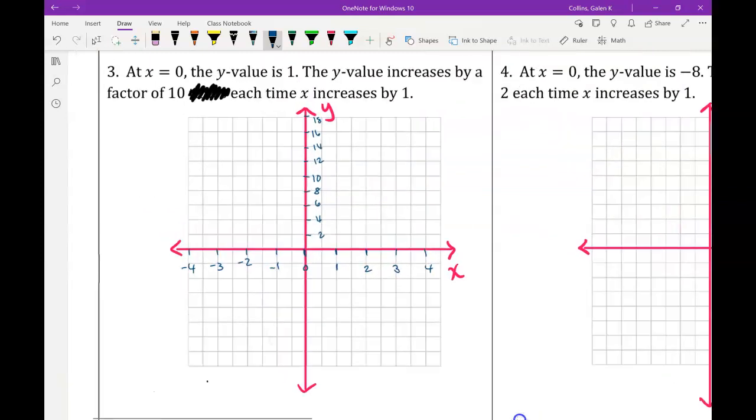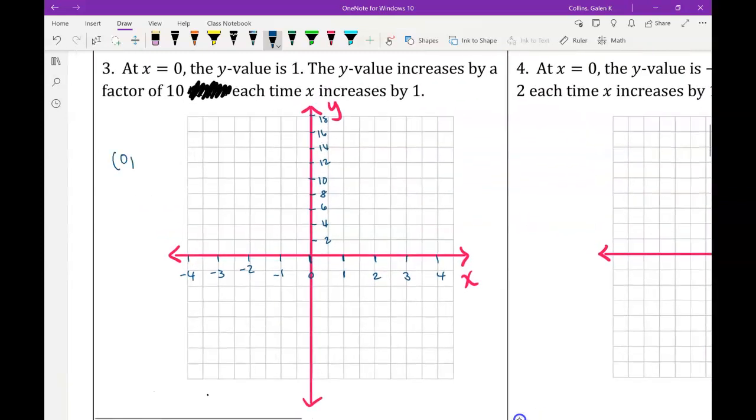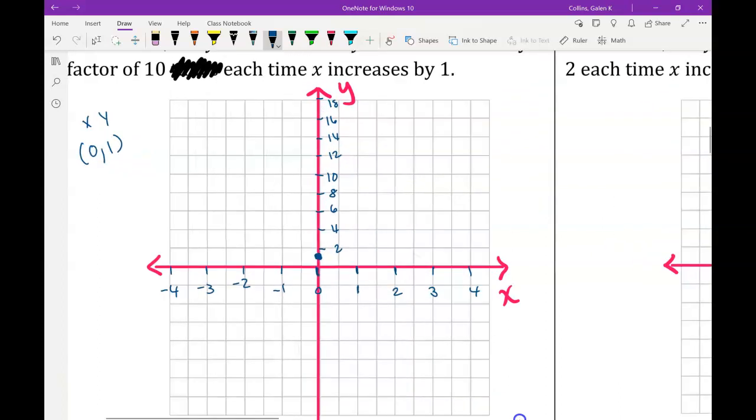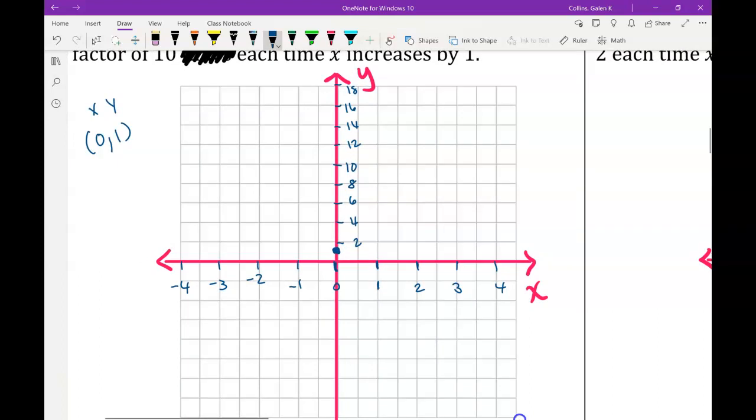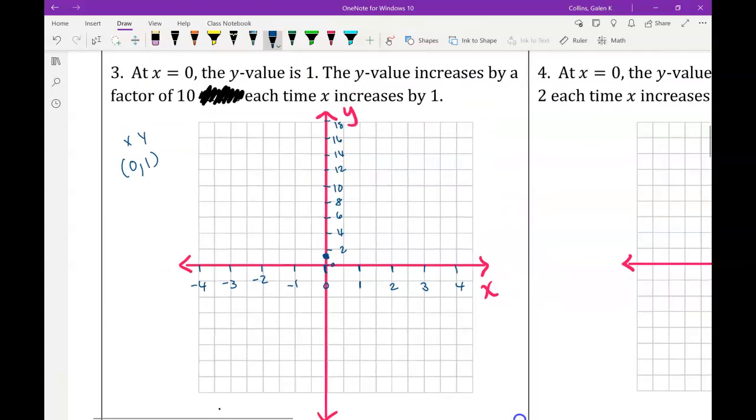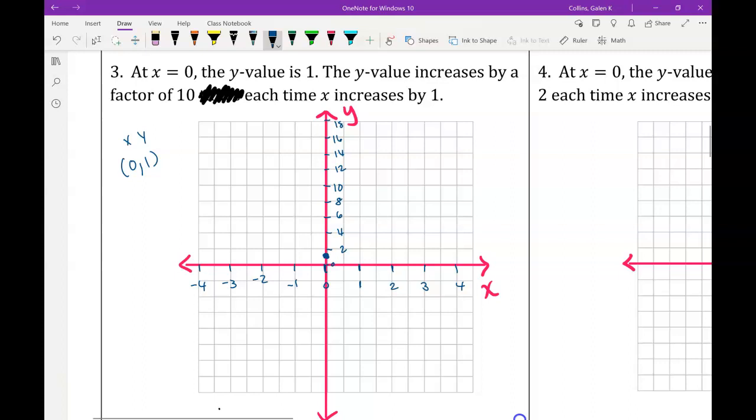Okay, so at x equals 0, the y value is 1. Again, I'm given the y-intercept. So I'm going to plot the point 0, 1, and since I made the choice to count by 2 on my y-axis, I'm going to make that the spot between 0 and 2. That would be where I'm 0 on my y-axis. All right, and then we're told that the y value is going to increase, oops, that was meant to be a highlighter, increase by a factor of 10.